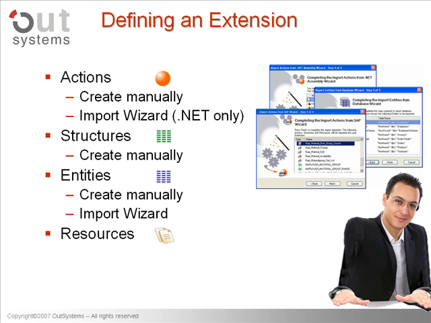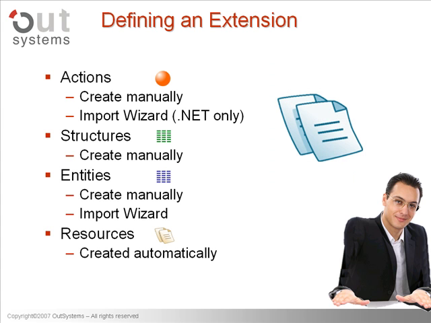Finally, resources are files that are needed for your extension to work and are generated automatically. Nonetheless, you can manually add other types of resources such as images or help files if necessary. After defining the extension, it's time to get the actions you created manually to do something.